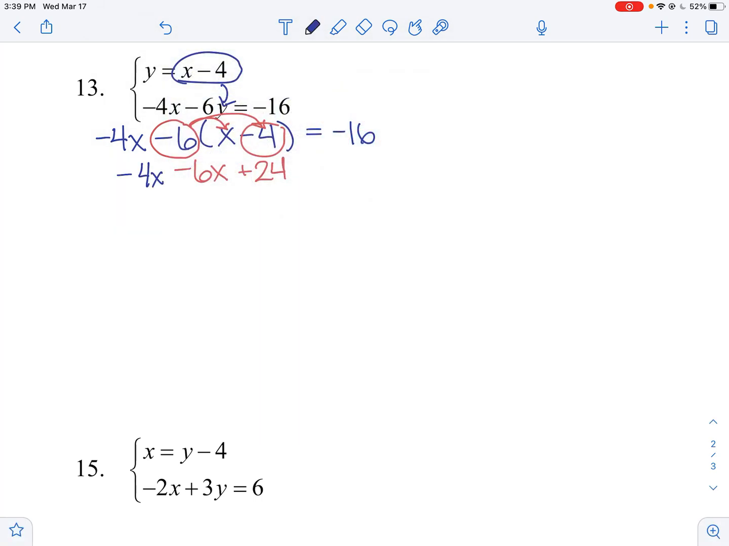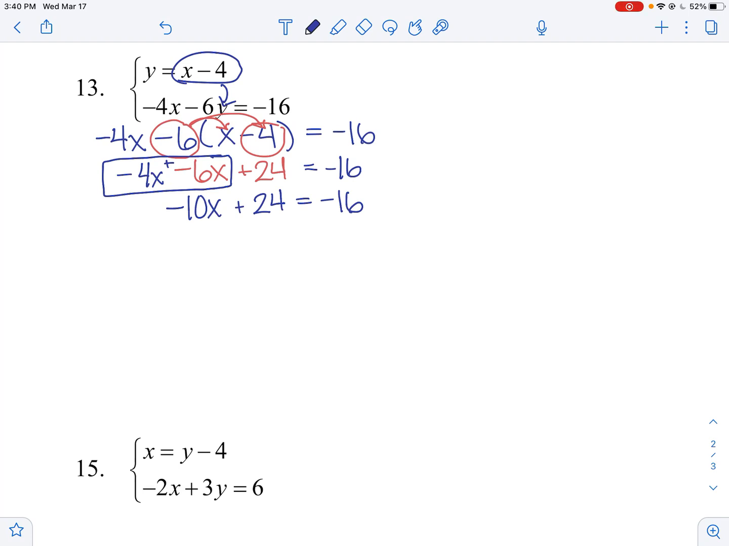Then we just write down everything we didn't change. Negative 4x minus 6x plus 24 equals negative 16. Right here, I've got two numbers with an x, so I can combine like terms. Negative 4x plus negative 6x equals negative 10x. So now we have negative 10x plus 24 equals negative 16.